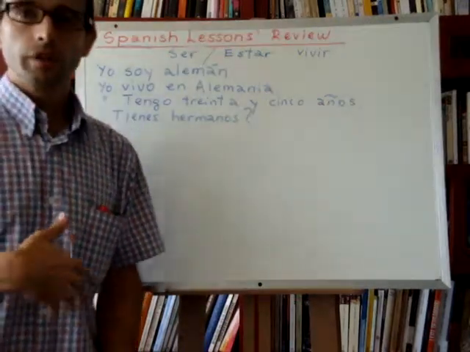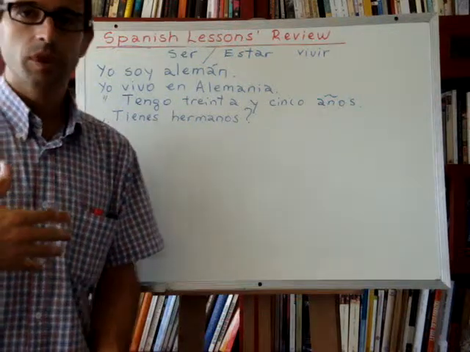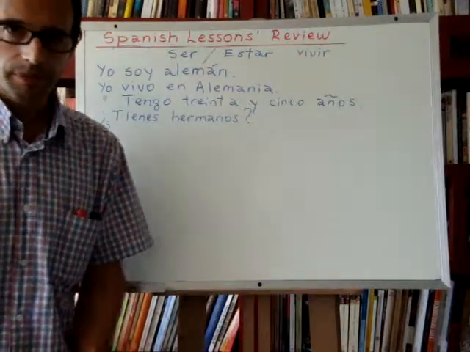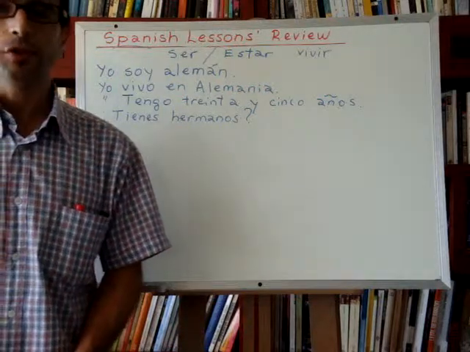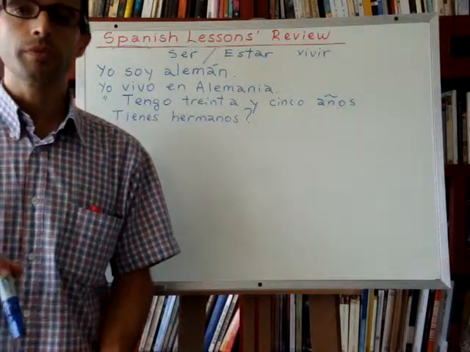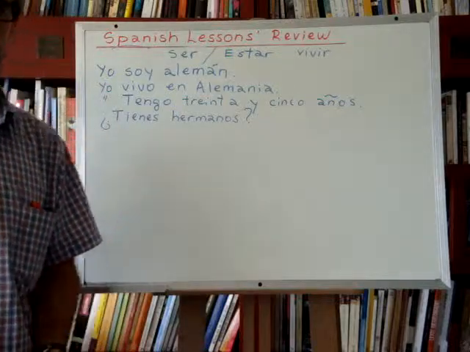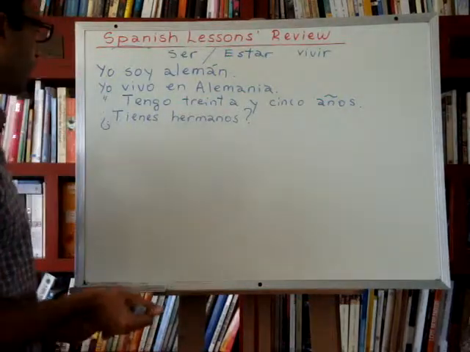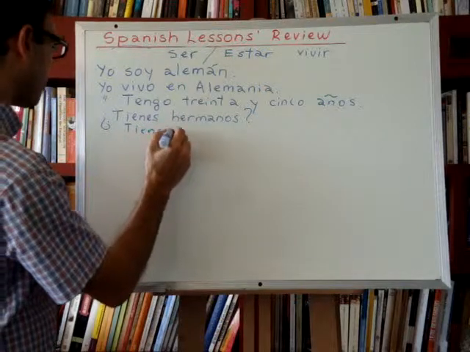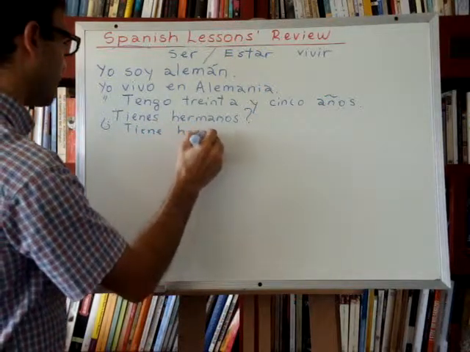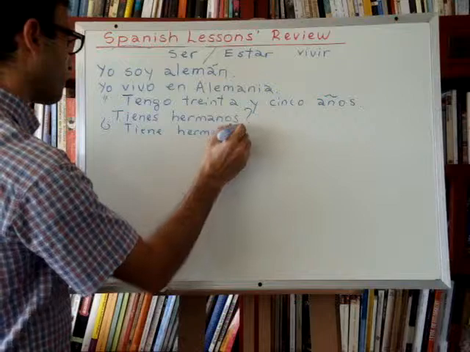This if we are relating to the other person informally, right? Tienes is the conjugation for tú, that is the informal you. If we want to use the respectful or formal you, that is usted, instead of saying tienes, we would say tiene hermanos. Tiene hermanos. Right?